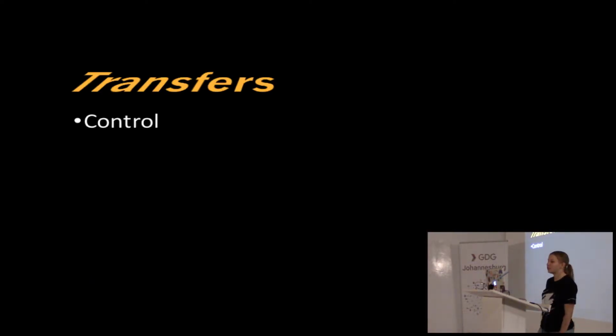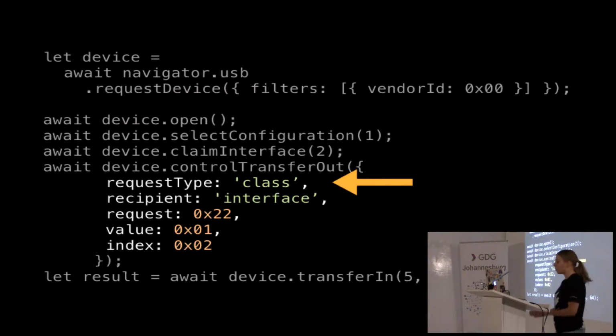The first one is the control transfer. A control transfer is how we configure the device. We set it up to be able to communicate with our computer. And every control transfer goes to a default endpoint of 0, which exists on every interface. The control transfer consists of 4 parts.